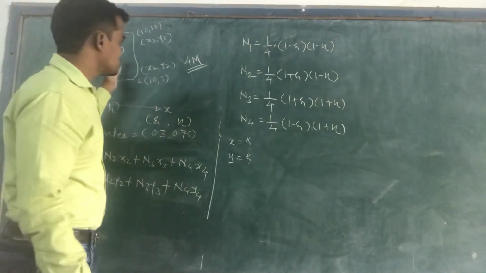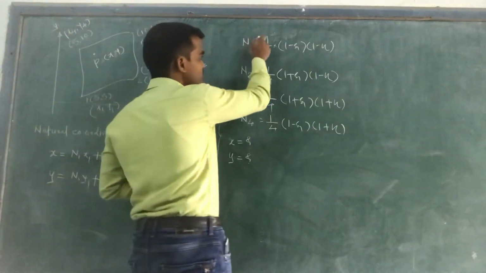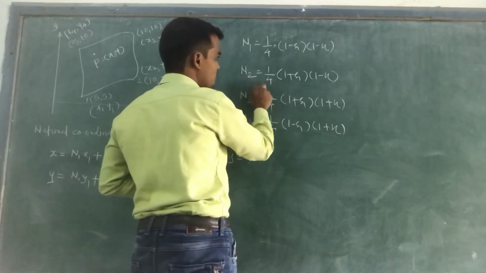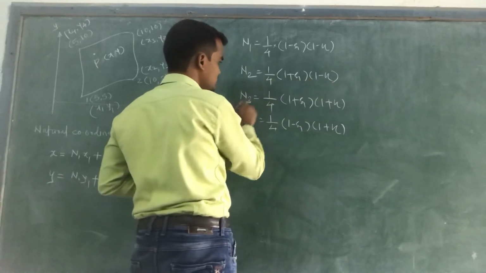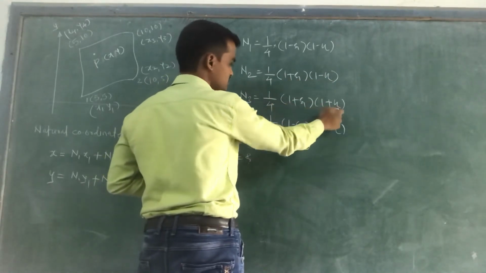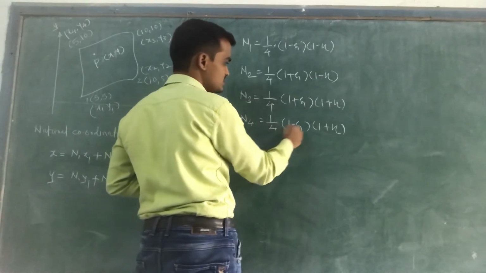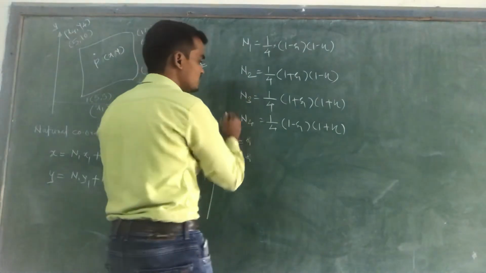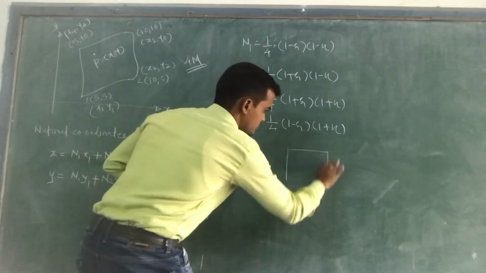For this rectangular system we have the formulas: N1 is equal to 1 by 4 (1 minus zeta)(1 minus eta), N2 is equal to 1 by 4 (1 plus zeta)(1 minus eta), N3 is equal to 1 by 4 (1 plus zeta)(1 plus eta), and N4 is equal to 1 by 4 (1 minus zeta)(1 plus eta). Now how to remember this N1, N2, N3 and N4? By using this diagram only.